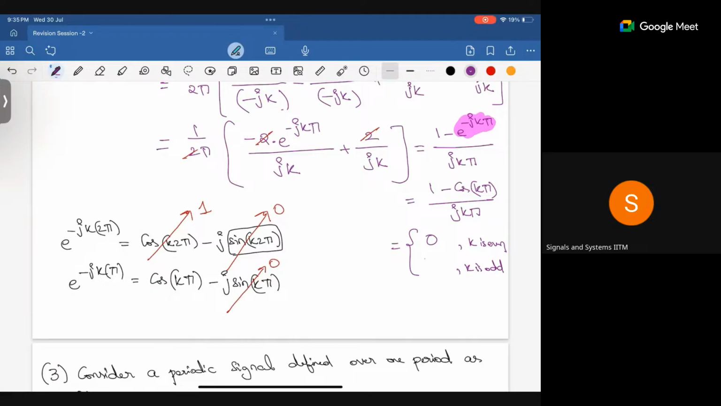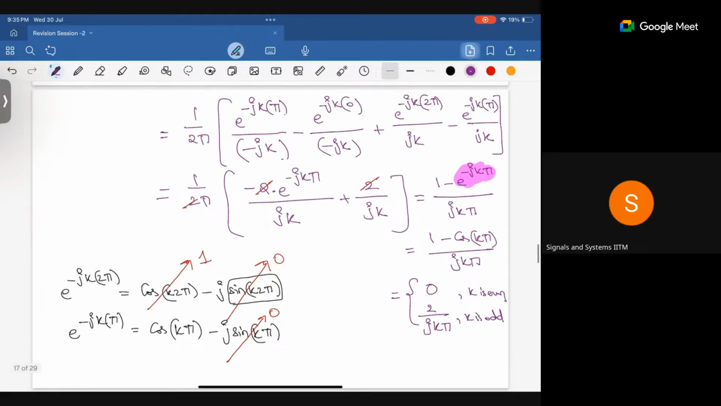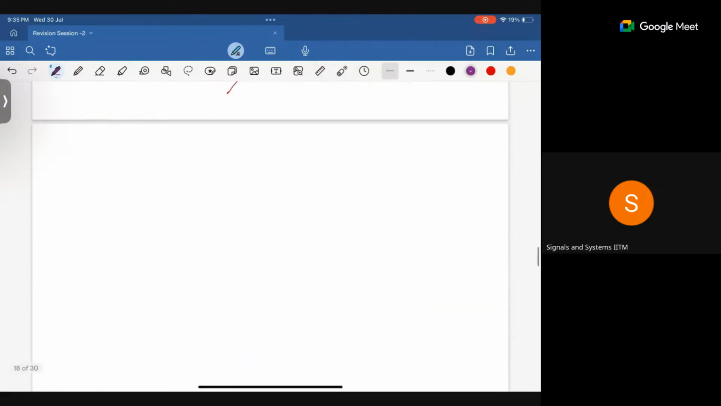And when k is odd, cos k pi becomes minus 1. So 1 minus minus 1 becomes 2. It will just become 2 by jk pi. Right, so we got the Fourier coefficients.